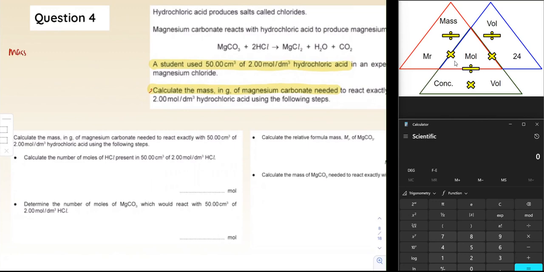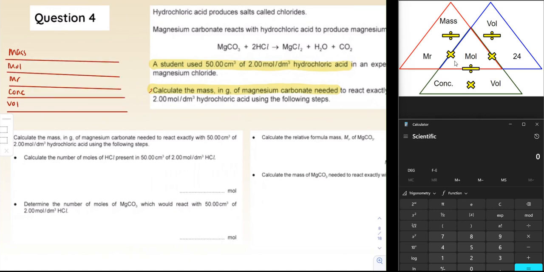We need mass, we need mole, we need MR, we also need conc and volume. So let's put in our table very quickly. And we know we need the magnesium carbonate because that's what we're calculating, MgCO3. And we know that we need the hydrochloric acid, which is 2HCl. Let's not forget our molar ratio. So our molar ratio is a 1 to 2 ratio.